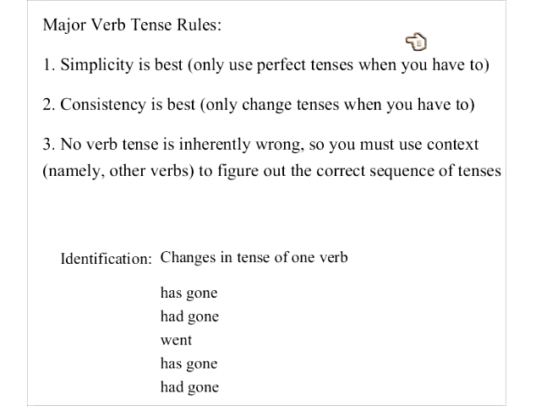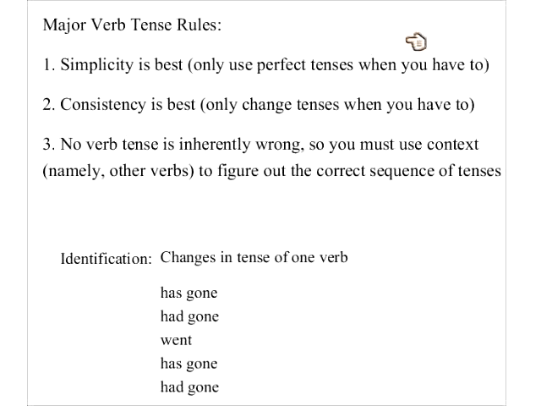No verb tense is inherently wrong. In other words, I can say, I went to the store, I will go to the store, I am going to the store, etc. Right? None of those are inherently wrong. What makes a verb tense wrong is that it's used out of context. It is the wrong tense based on other verbs in the sentence. So in order to do verb tense questions correctly, you very often need to look to the other verbs. In fact, I would say you always need to look to the other verbs in the sentence to give you context.